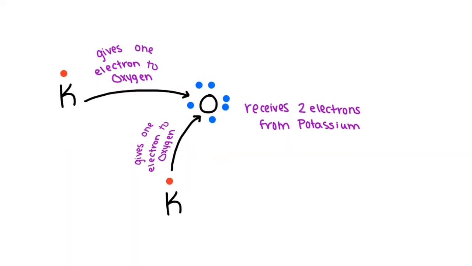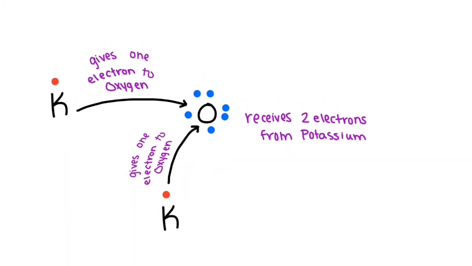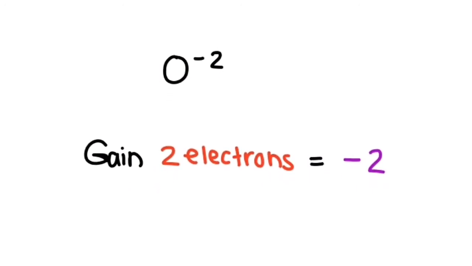Oxygen is more likely going to take 2 valence electrons than lose 6. Oxygen can now be viewed as oxygen 2-.